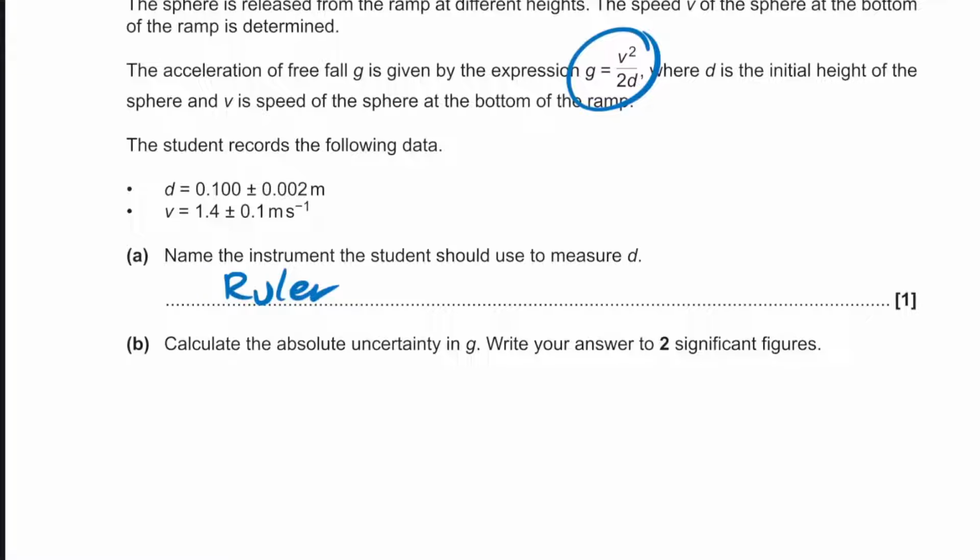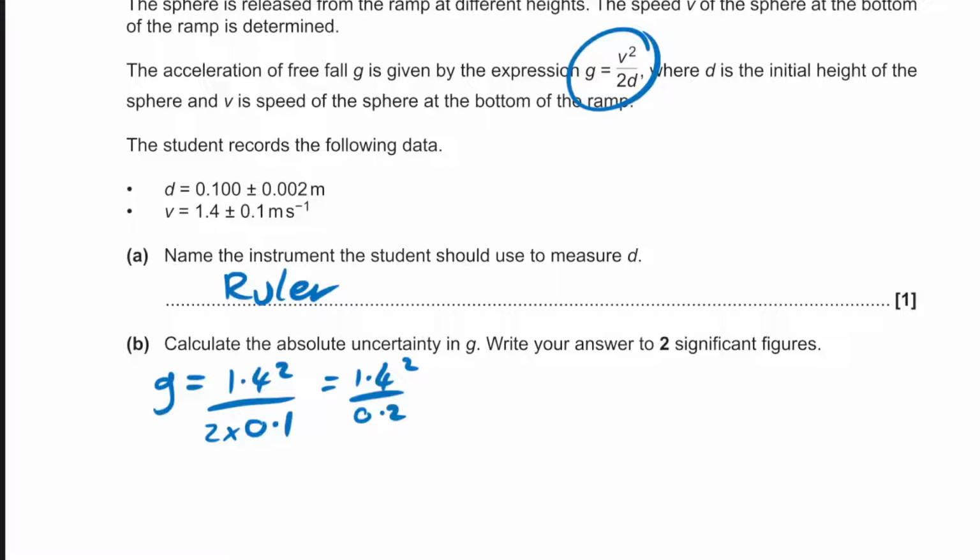Write your answer to 2 sig figs. Okay, so let's get a value for G first. So we're going to say G is equal to 1.4 squared over 2 lots of D, so 2 times 0.1. So in other words, 1.4 squared divided by 0.2. So that's just times by 5.